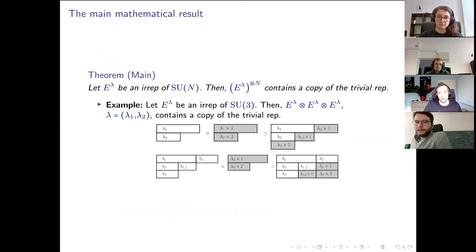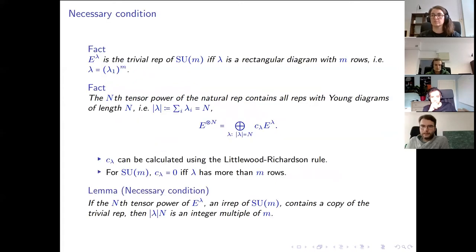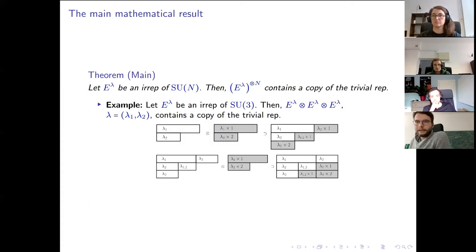And the main result is that if E lambda is an irrep of SU(n), then if you take it n times, it will contain a copy of the trivial irrep. So you see, lambda times n needs to be an integer multiple of m, and the easiest way to do it is just to put m equal to big N. But this part tells you that this necessary condition, if you take m equal to n, already works. So it's the main theorem.